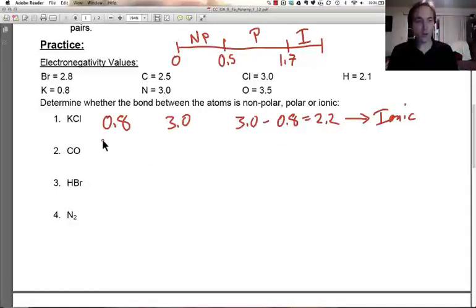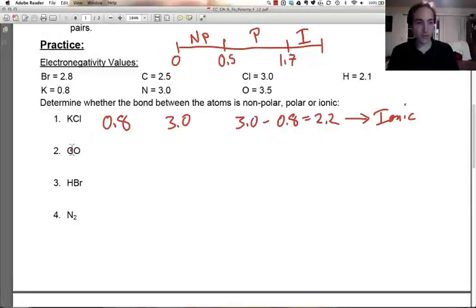What I'd like you to do now is pause the video, see if you can calculate these, and then come back and see if you get it right. Okay, hopefully you paused it. If not, pause it and try, please. Alright, I'm going to assume that you paused it and you tried.